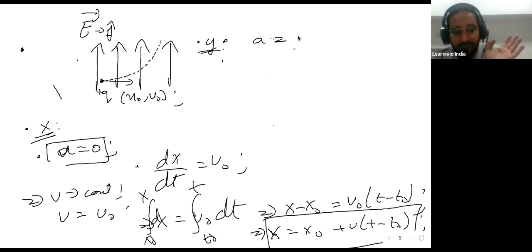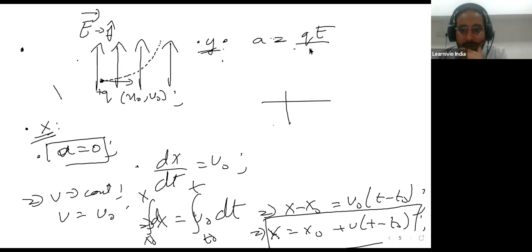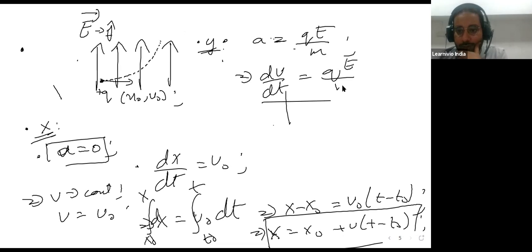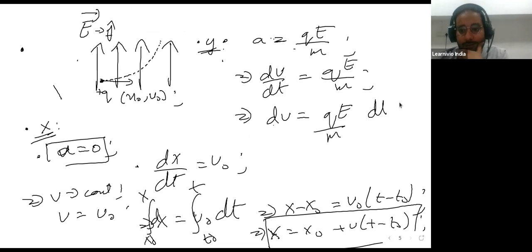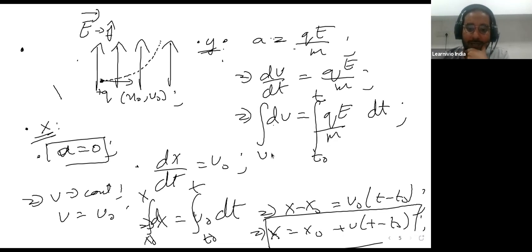Okay. This acceleration is just your qE over m. So this would imply my dv over dt is just qE over m. Let's take the dt on the other side, as we always do to integrate things. You have qE over m into dt. Let's integrate on both sides. Where are we integrating from? On the left hand side, we're integrating from v naught up till v as a function of t, and on the right from t naught up till t.